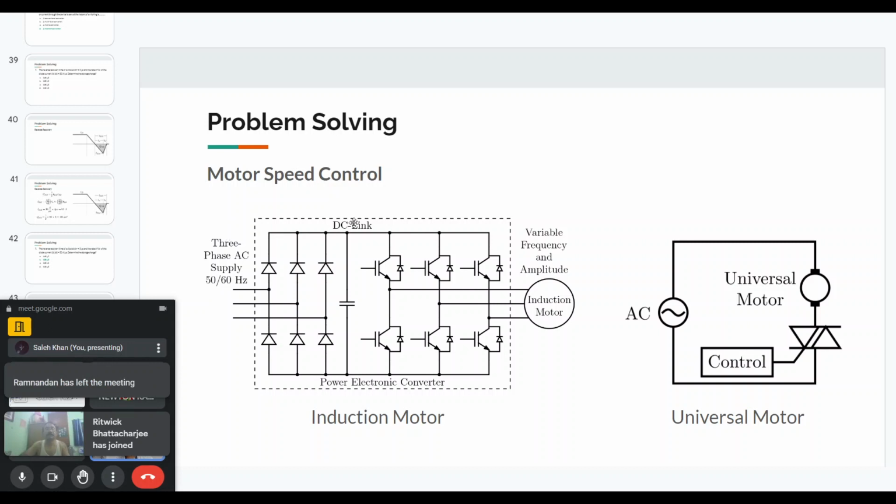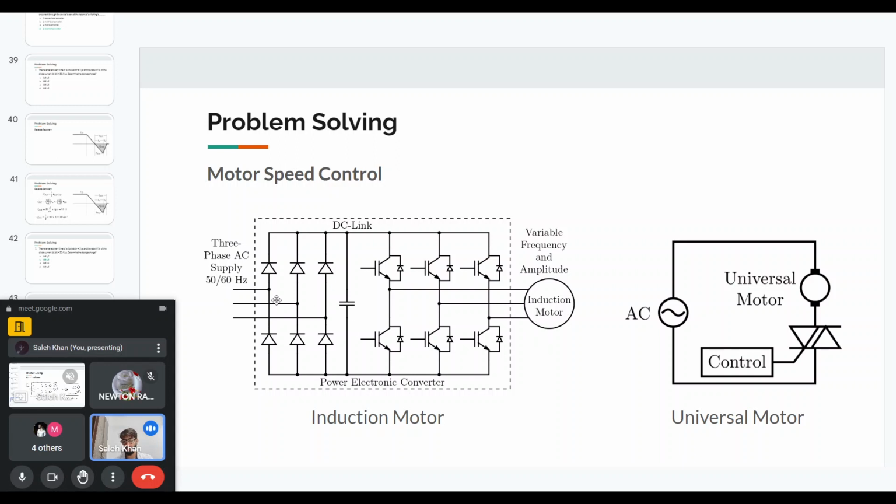Then we don't need to use the rectifier. But let's say if we have a three-phase supply, then we will first rectify the voltage. We will get a DC voltage, and then we have a voltage source inverter. In the voltage source inverter, we can control the output voltage as well as the output frequency. So we can have a V by F control of the induction motor.